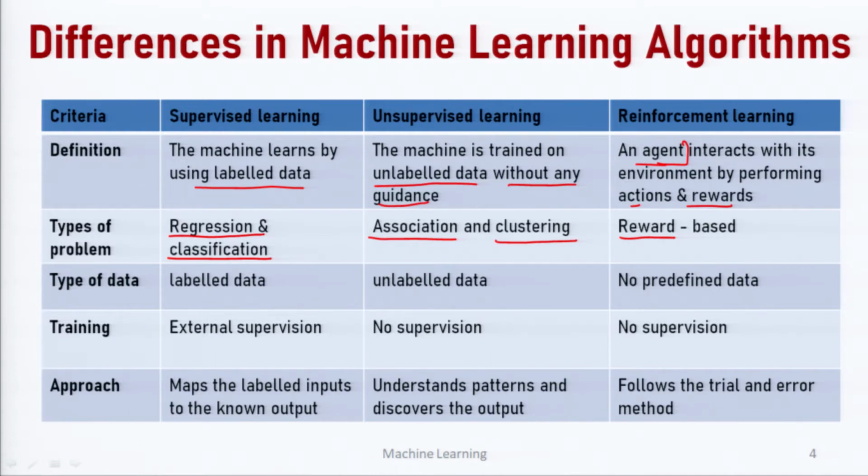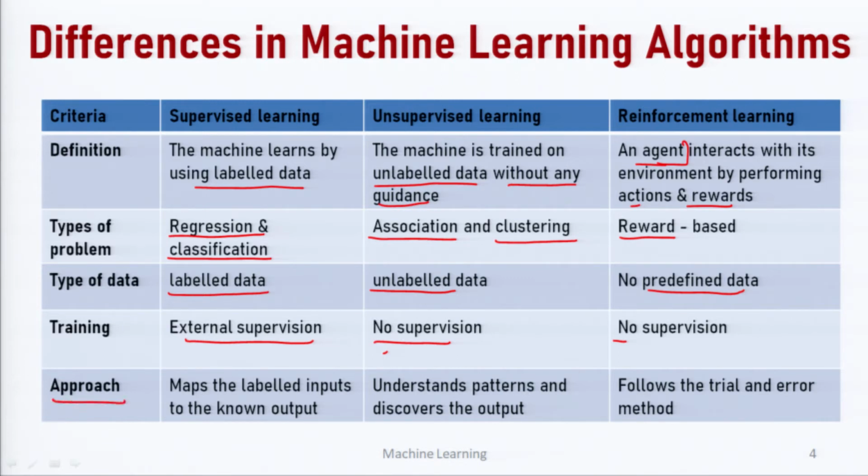Now, the type of data: for supervised learning the data should be labeled data. Here the data is unlabeled, and nothing is known about the data. In reinforcement learning, no predefined data is there, so it has to be generated within that particular environment instantaneously. Now, based on the training, in supervised learning an external supervisor is required in order to check whether the output we are getting from the machine learning is optimum or not. Here there is no supervision, and in reinforcement also there is no supervision. And the final criterion is the approach.